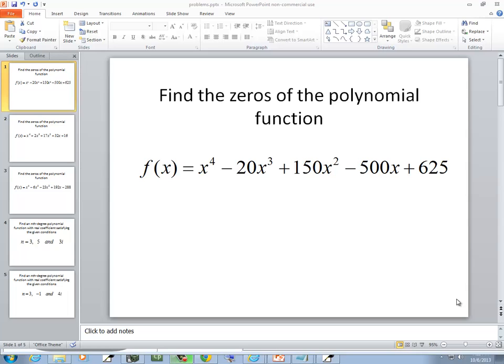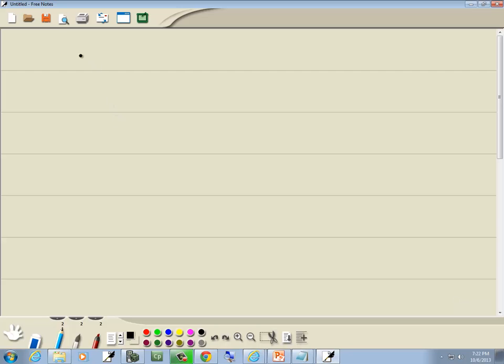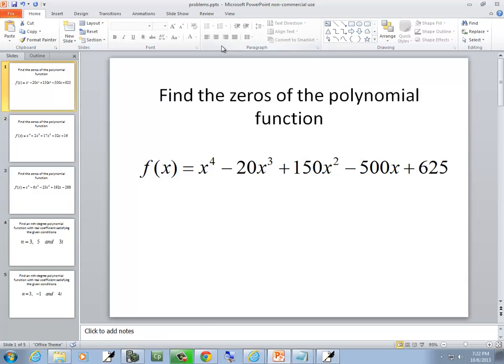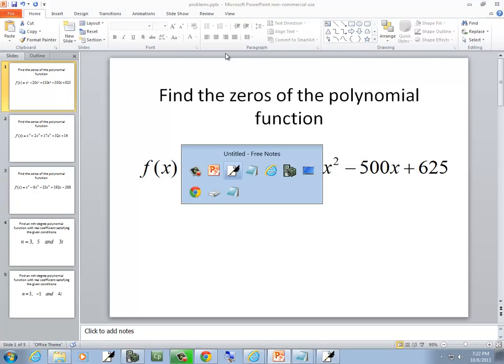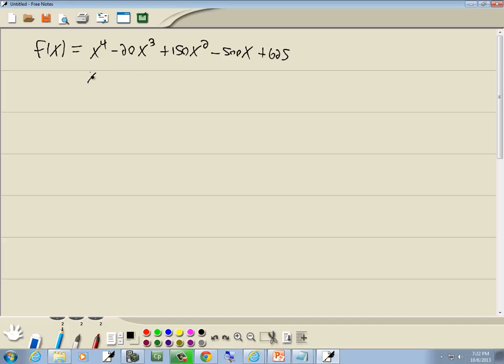Let's take a look at this problem. We've got f of x is equal to x to the fourth minus 20x to the third plus 150x squared minus 500x plus 625. And instructions say find the zeros. So we want to set it equal to 0 and solve it.